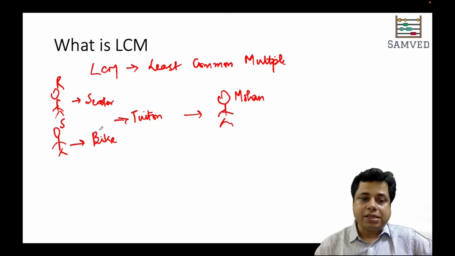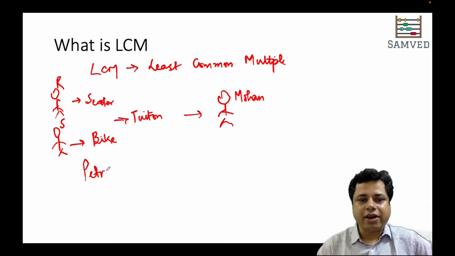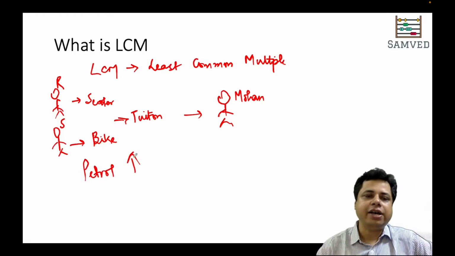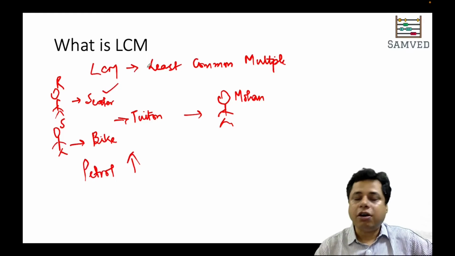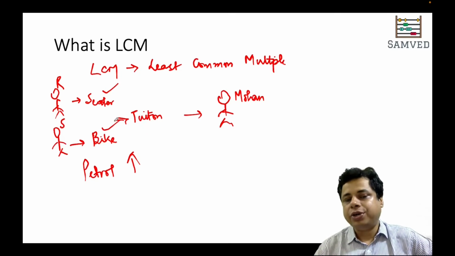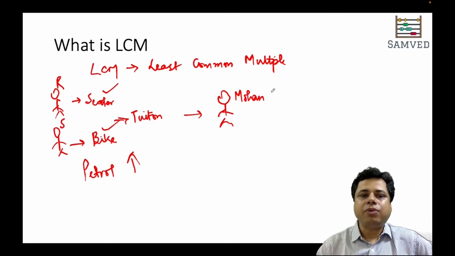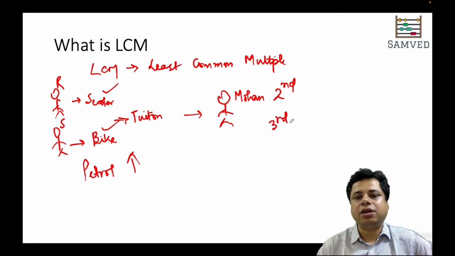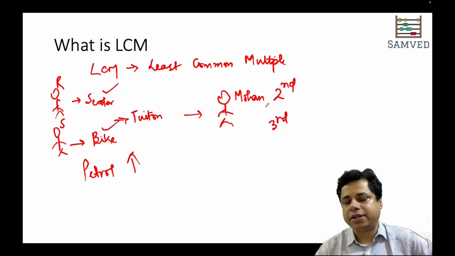The problem is petrol prices are very high, so Ram cannot afford to go to the tuition classes on his scooter every day, and Shyam also cannot afford to take his bike to tuition classes every day. So what they do as an alternative, Ram goes to tuition classes every second day of the month, and Shyam goes to tuition classes only on every third day of the month.